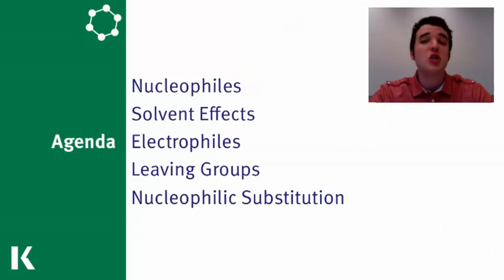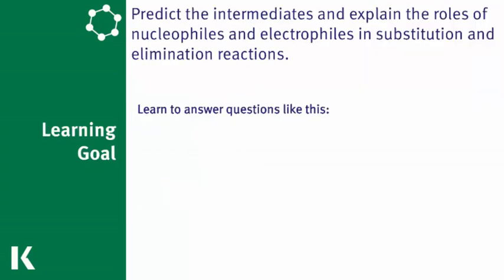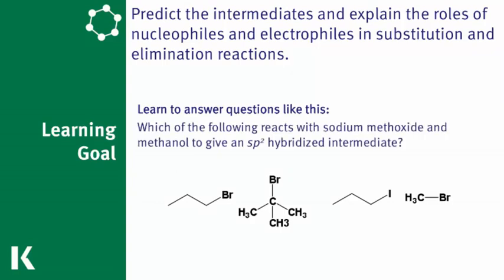This video will introduce various representative classes of nucleophiles, electrophiles, and leaving groups, but it will also investigate the effects of various solvents on nucleophilicity, and will culminate with the nucleophilic substitution reaction. After watching this video, you should be able to answer questions like this one, which asks you to predict the missing reactant in a nucleophilic substitution reaction identified only by the hybridization of its intermediate.